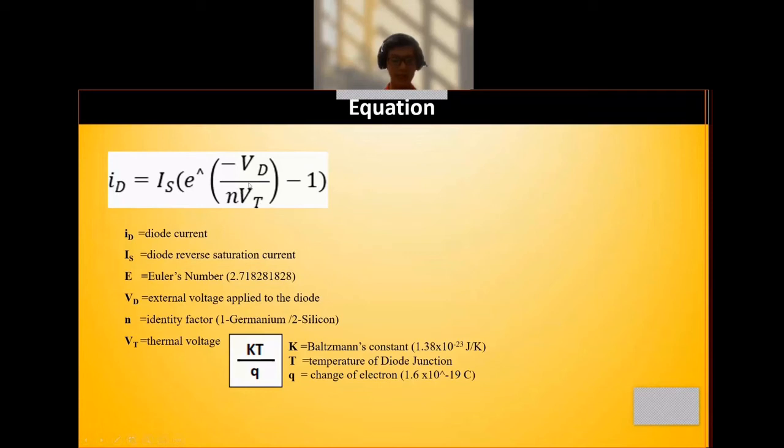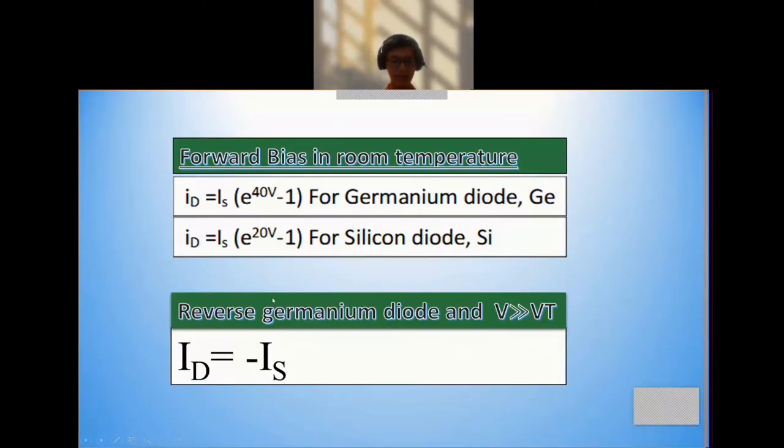And VT is the thermal voltage, which we calculate using another formula, KT divided by Q. K is the Boltzmann constant, which is 1.38 times 10 to the power of negative 23. T is the temperature of the diode junction. Q is the charge of the electron, which is 1.6 times 10 to the power of negative 19.